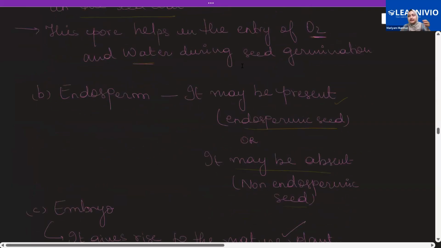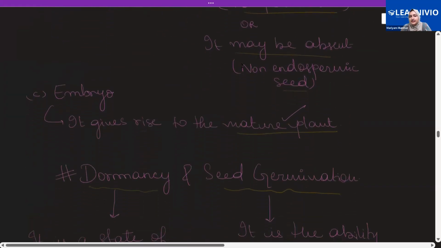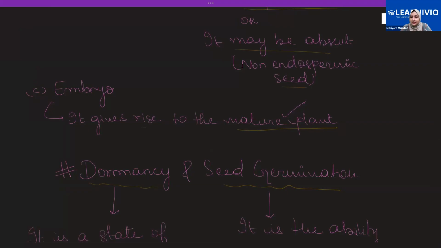After that, the seed obviously has the endosperm, which may be present or it may be absent, like we just saw. Then inside the seed, the embryo is present, which will give rise to the mature plant. And as far as the seed is concerned, there are two properties that seeds possess: dormancy and seed germination.